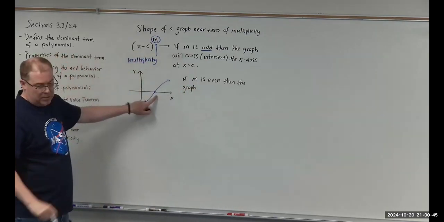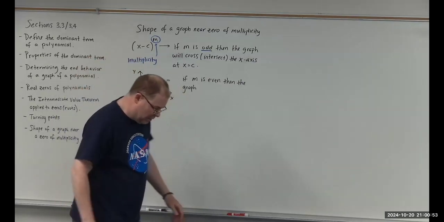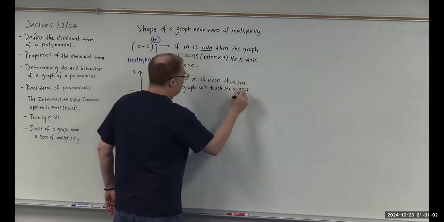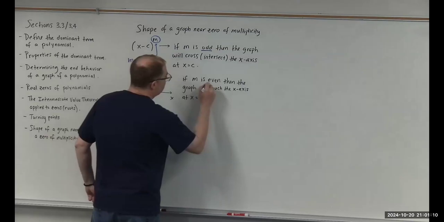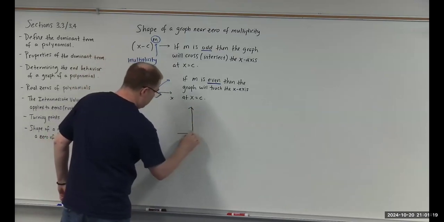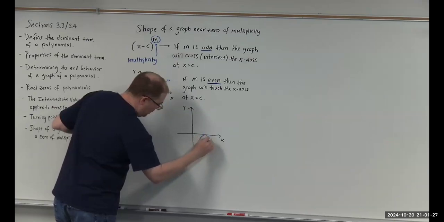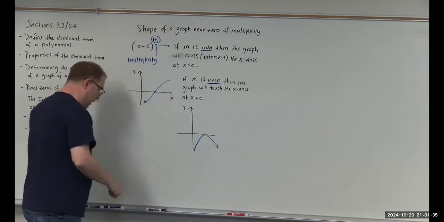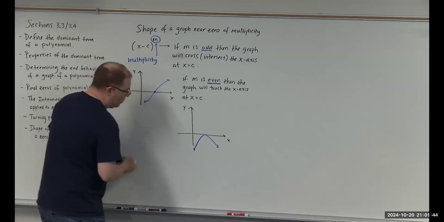Then the graph is not going to do this. It's basically going to touch the x-axis and go in the opposite direction. So the graph will touch. It does that when it's even. Something like this. Depending on the terms, it will touch and then go the opposite way. So it can do that from either side. Or it could possibly do something like this.